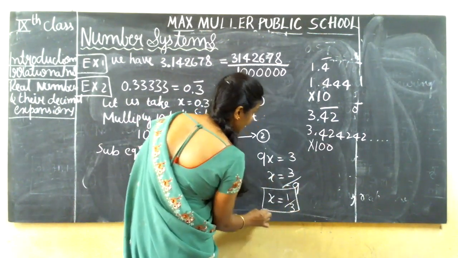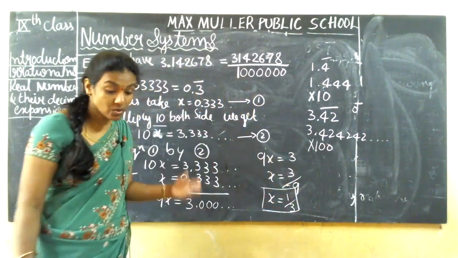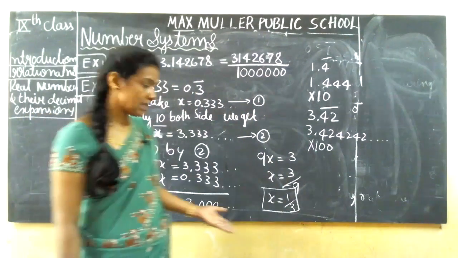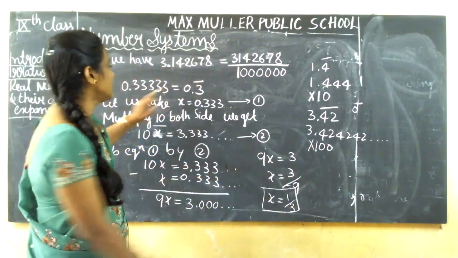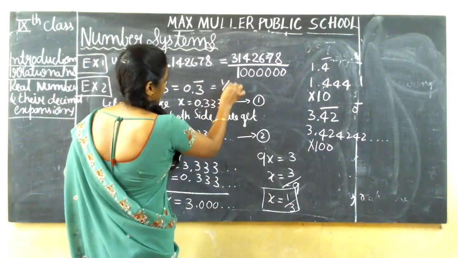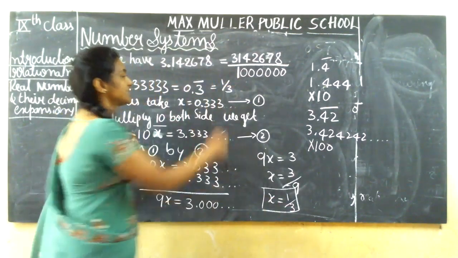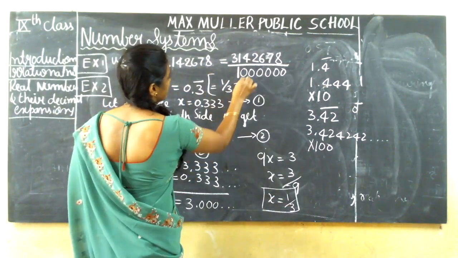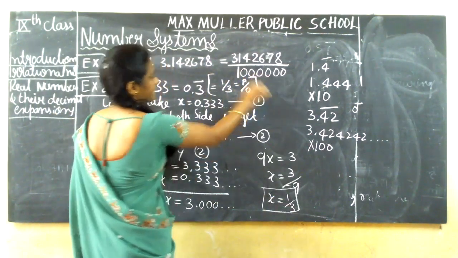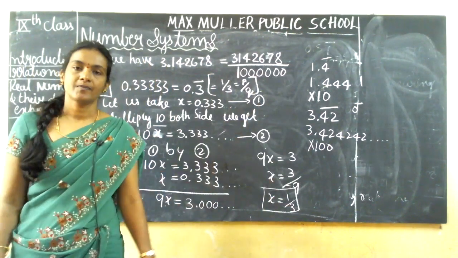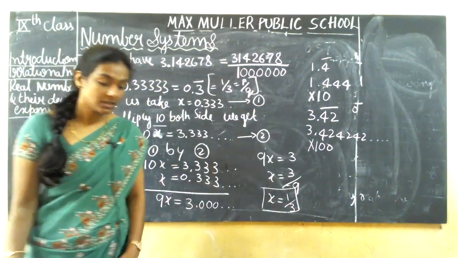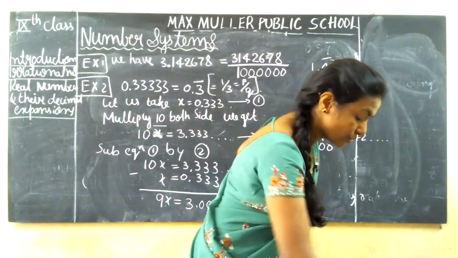So this is how you can write it in the form of 1 by 3. See, this one you can write in the form of p by q, that is 1 by 3. Yes, have you understood this one? Yes, guys? This is how you need to do this.